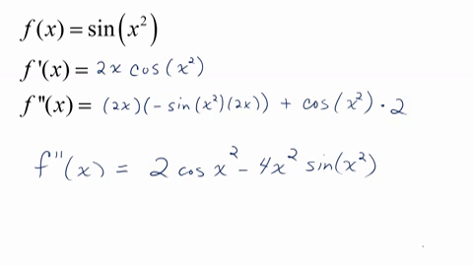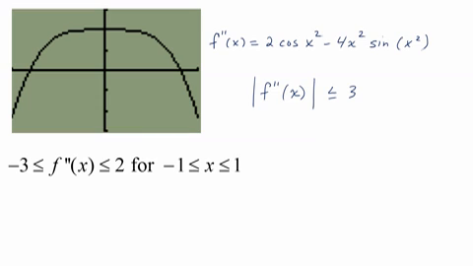Part B to our problem says to graph the second derivative in the viewing window -1 to 1 by -3 to 3. So here we have the graph of our second derivative, f double prime of x equals 2 cosine x squared minus 4x squared sine x squared. Looking at the graph, we have the viewing window set up as described. We have the x-axis spanning from -1 to 1, and we have the y-axis spanning from +3 to -3. So the graph would be the values of our second derivative from -1 to 1.